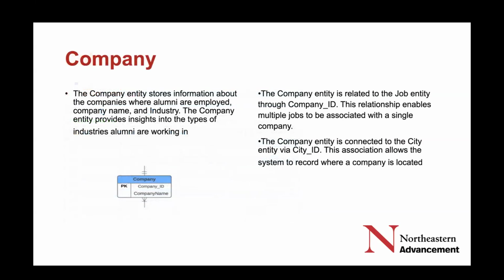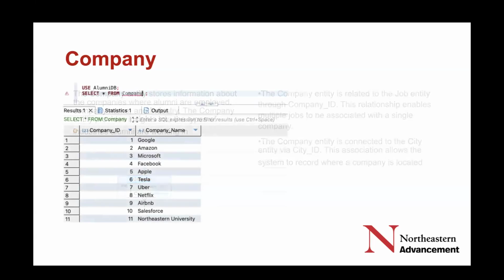Thanks. This is the company table. The company table stores information about the organizations where alumni are employed. It includes fields like company ID and company name to identify companies. This table plays a role in connecting alumni jobs to specific companies, enabling insights into where alumni are working and the industry they are contributing to. Next, please.